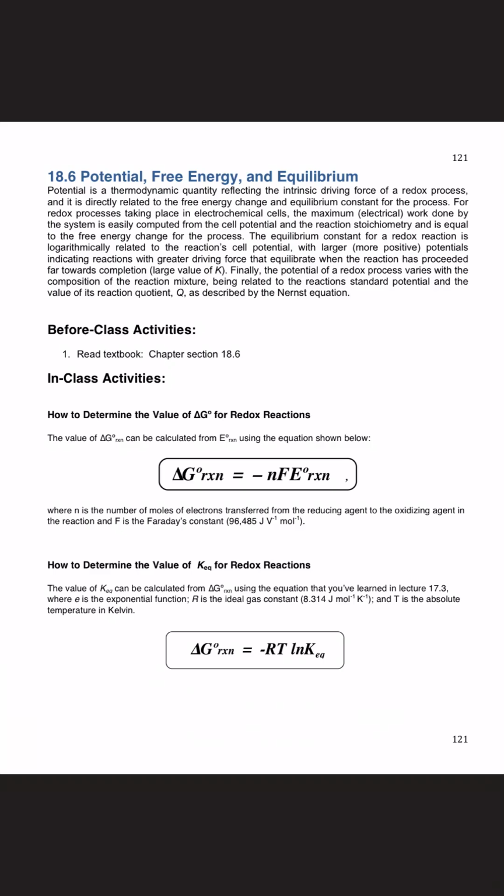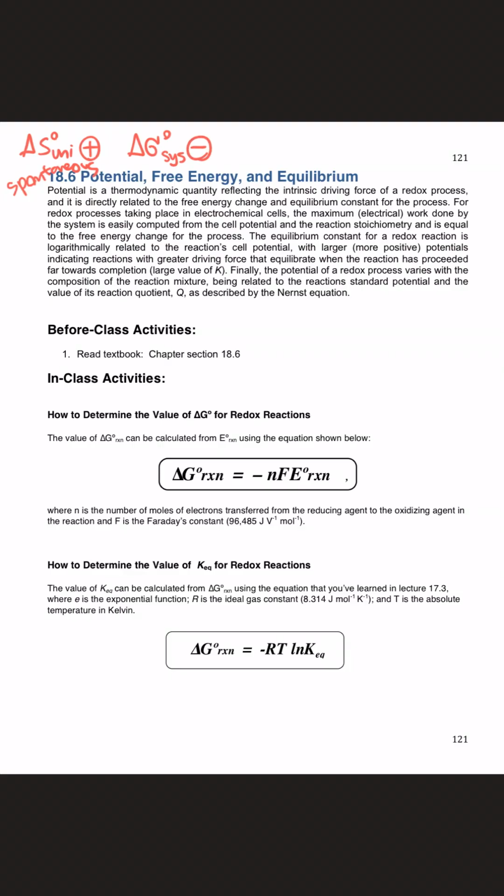Hi everyone, in this chapter section, we are going to relate the electrical potential, free energy, and equilibrium together. From chapter 17, we learned that the spontaneity of the process can be determined from the change of entropy of the universe, right? And for the spontaneous process, the entropy change of the universe has to be positive. And we also related that to the Gibbs free energy of the system as well, or of the reaction.